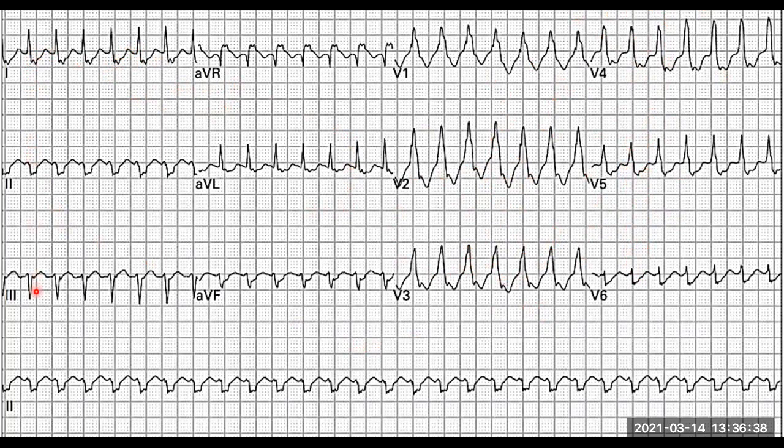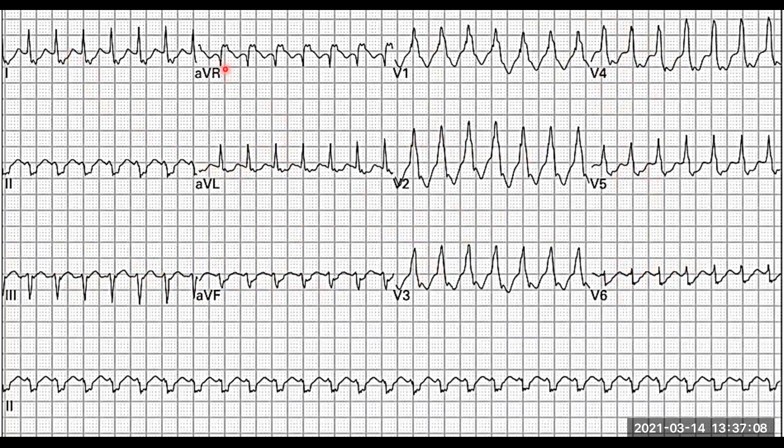So we look at leads 2, 3, and AVF. We see similar patterns to what we've seen before, these wide QRS complexes. And then we come to V1 and V2, the septum. Again, these wide QRS complexes, typical of ventricular tachycardia. V3, V4, also typical of ventricular tachycardia. When we come to V5, V6, and if we look at these, we could argue that maybe there's some ST depression over there, maybe even here.